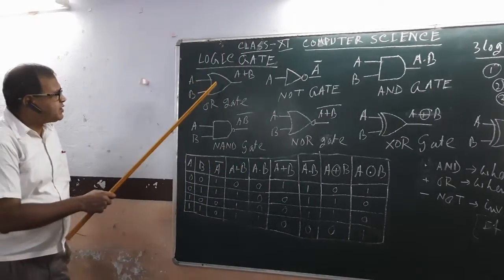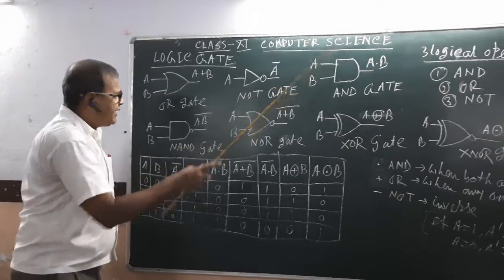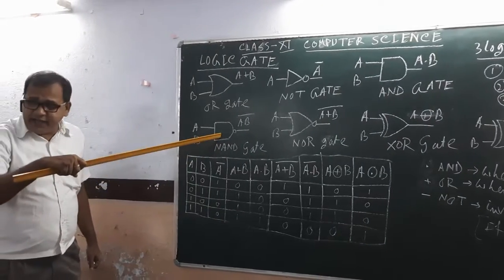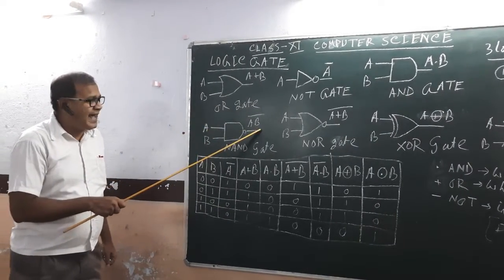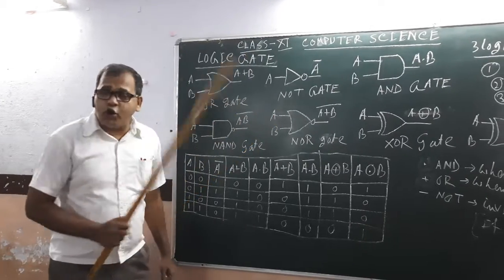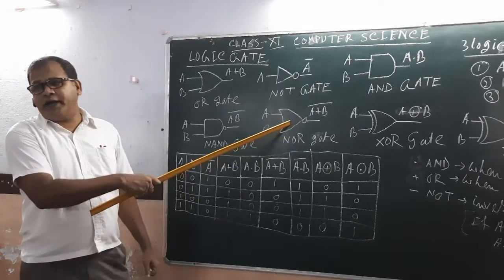Now, this is the OR gate. This is the symbol of the OR gate. This one is the NOT gate. This is the AND gate. And this one NAND. NAND means not AND, A dot B whole bar. And NOR, that means not OR, A plus B whole bar. This is the symbol of the NOR gate.